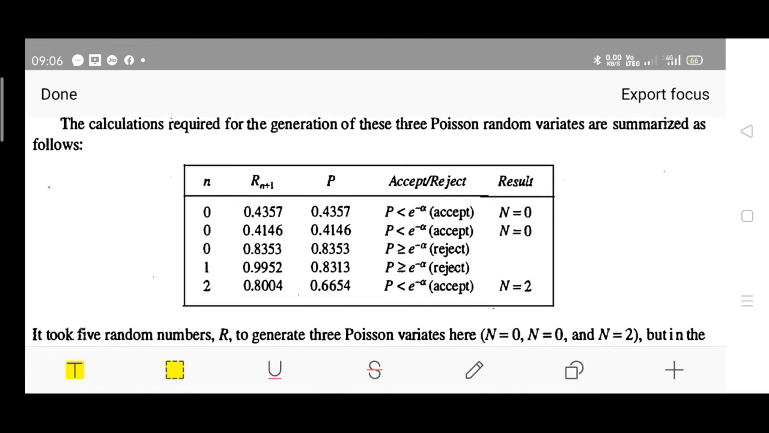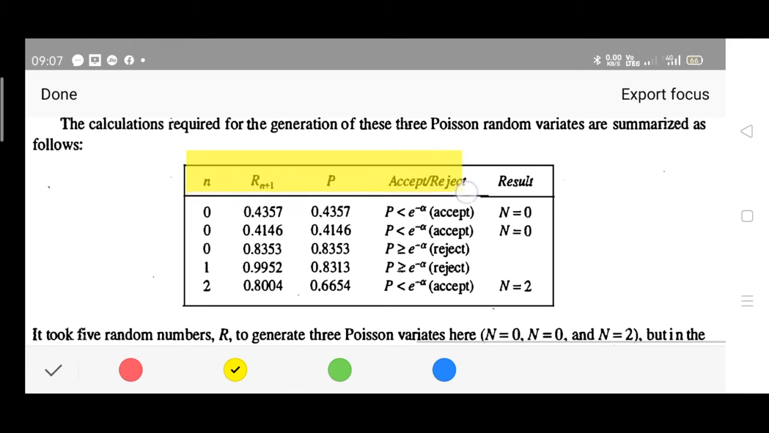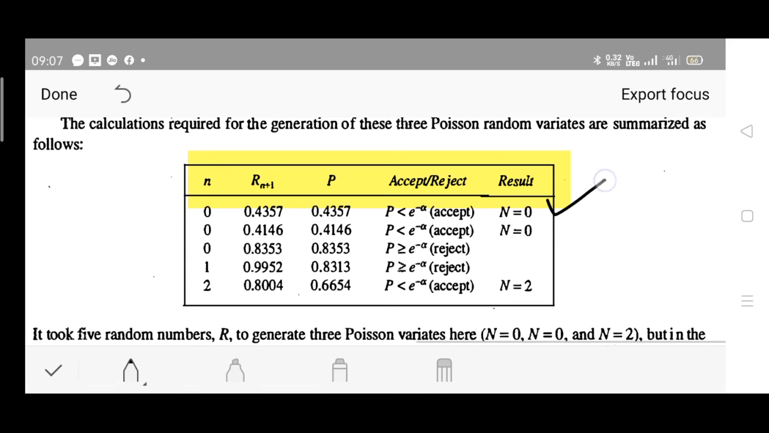Observe this. Okay, accepted, same thing: n, r of n plus 1, p, then accept or reject, and the result, in the sense of what is the value of capital N. That's it. The same thing that we have for the formula. Check 0.4357. So p is initially accepted, isn't it? Because 0.4357 is less than 0.8187.